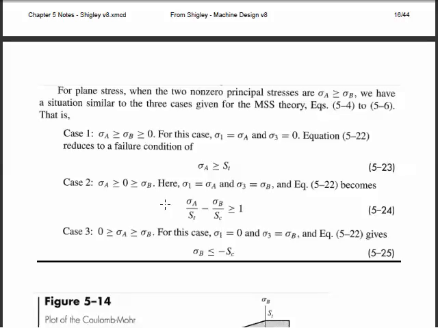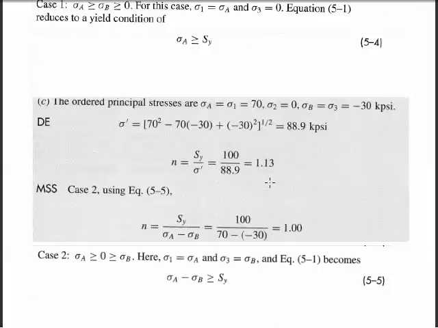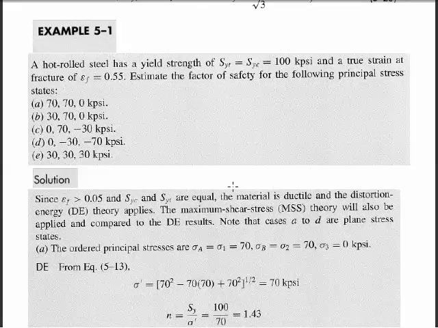Let's take a quick look at example problems. We won't look at all of it, we'll just look at a little bit of it and see how it's presented. This is example 5.1 in the notes. It says we know the yield strength in tension and compression both to be 100 kpsi.